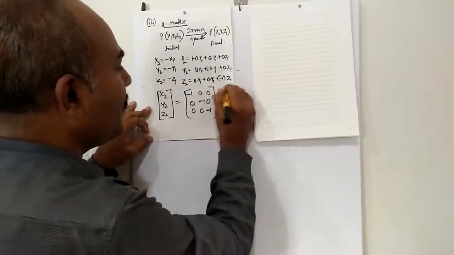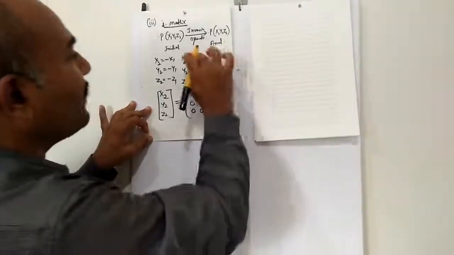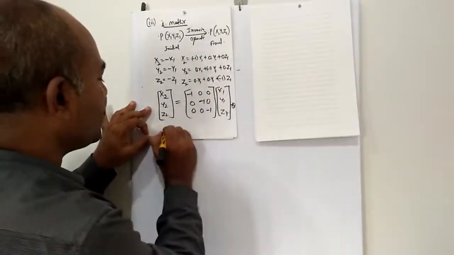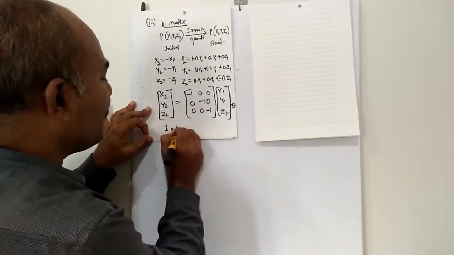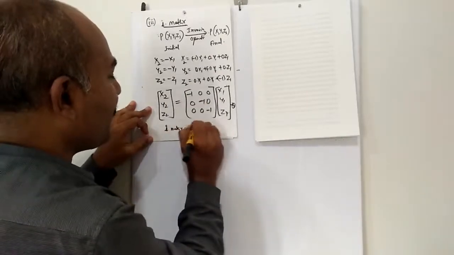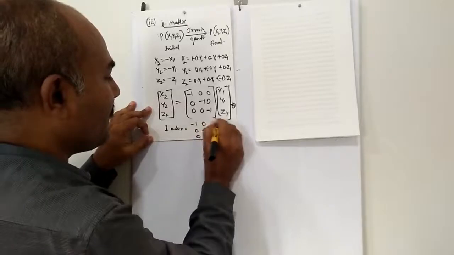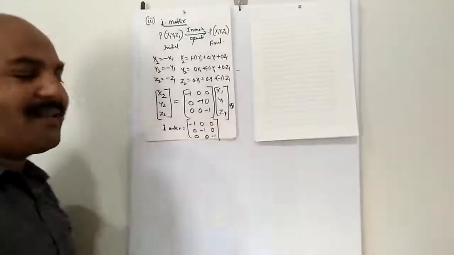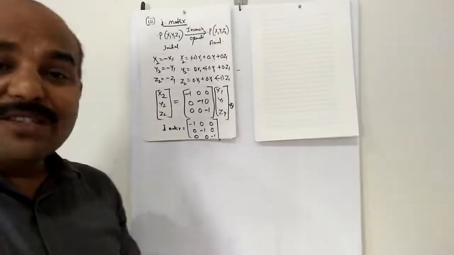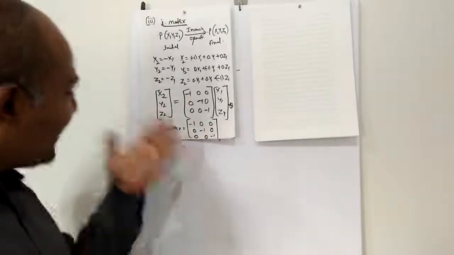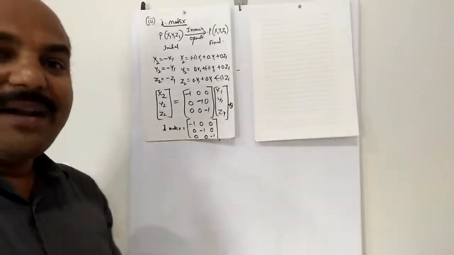If you do the multiplication, you will get these equations. This is representation 4. From this representation, the I matrix is represented as minus 1, 0, 0, 0, minus 1, 0, 0, 0, minus 1. So you can also represent the inversion operation through this matrix notation. In terms of matrices, you can represent the symmetry elements.